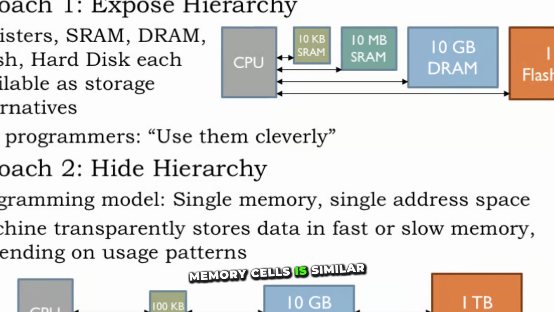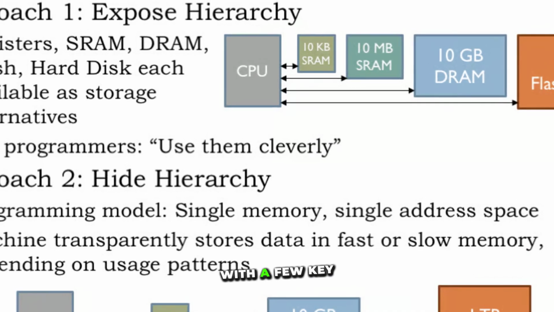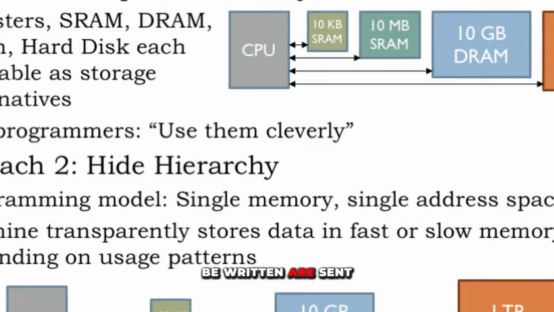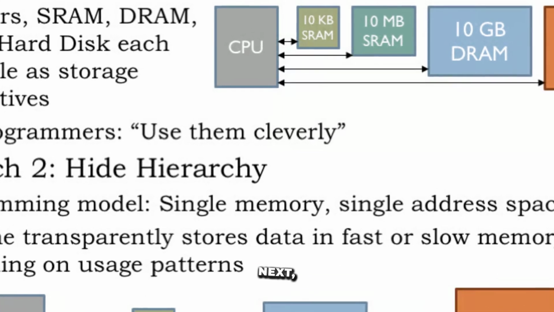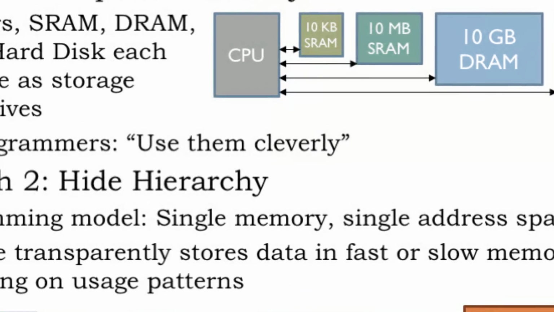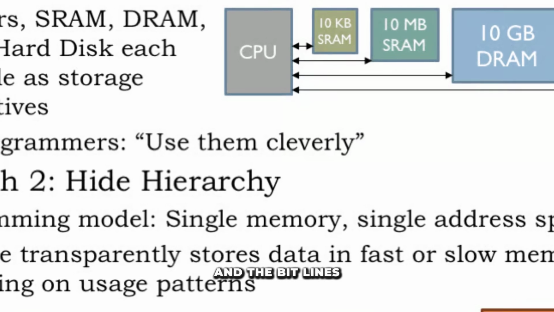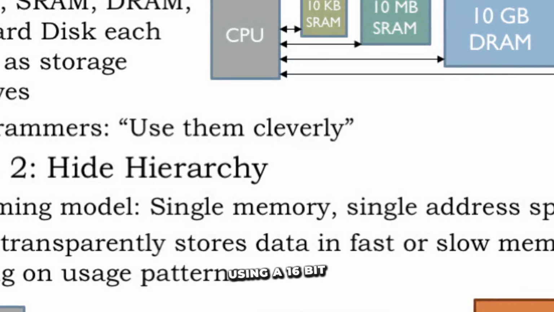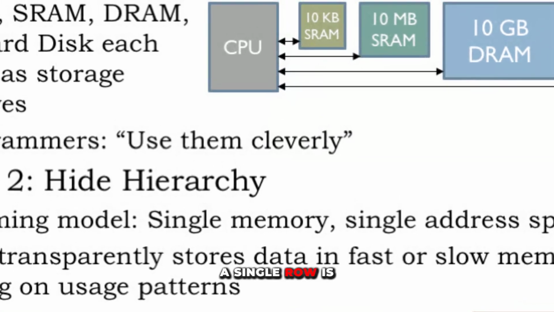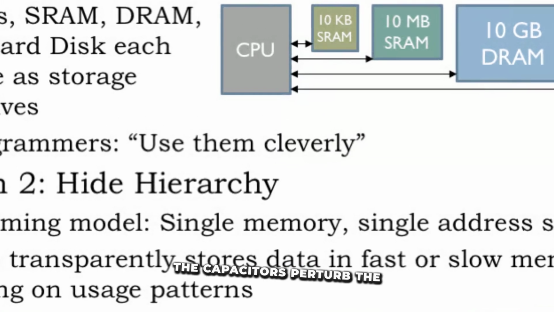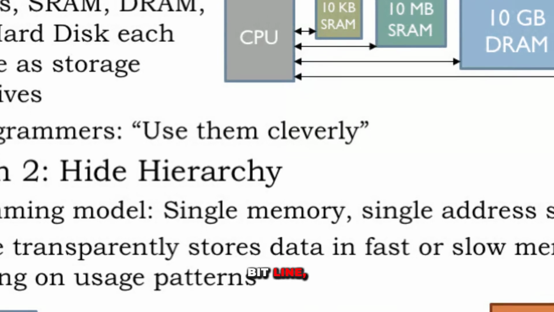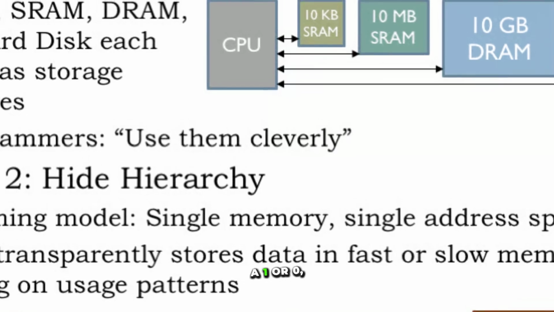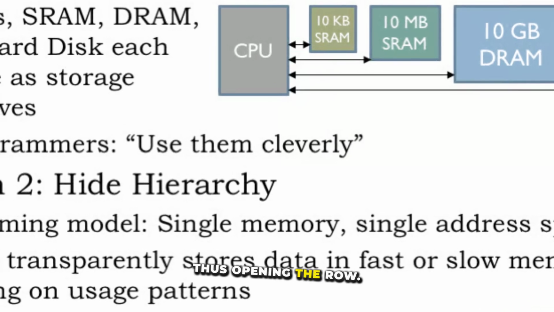Writing data to these memory cells is similar to reading, however, with a few key differences. First, the write command, address, and 8 bits to be written are sent to the DRAM chip. Next, just like before, the bank is selected, the capacitors are isolated, and the bit lines are pre-charged to 0.5 volts. Then, using a 16-bit address, a single row is activated, the capacitors perturb the bit line, and the sense amplifiers detect this and drive the bit lines to a 1 or 0, thus opening the row.